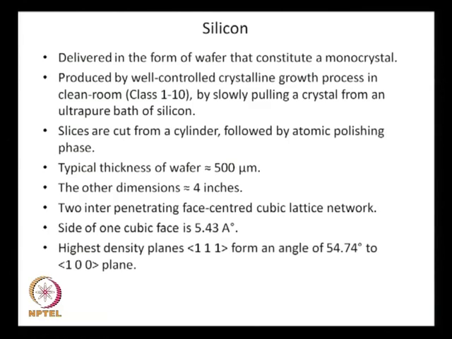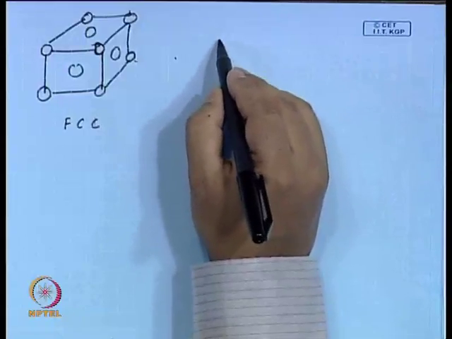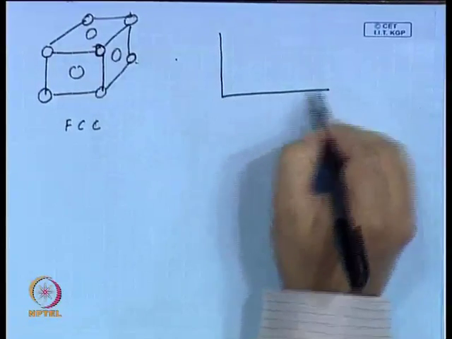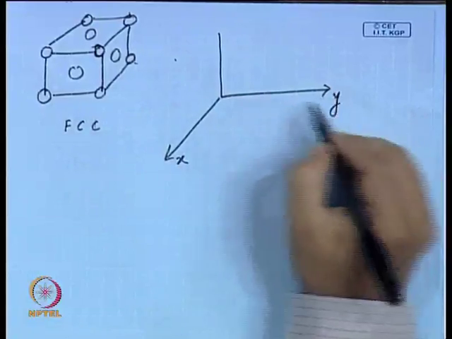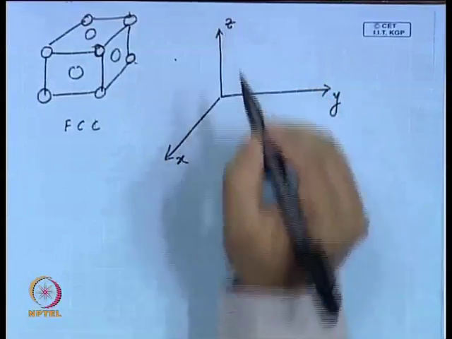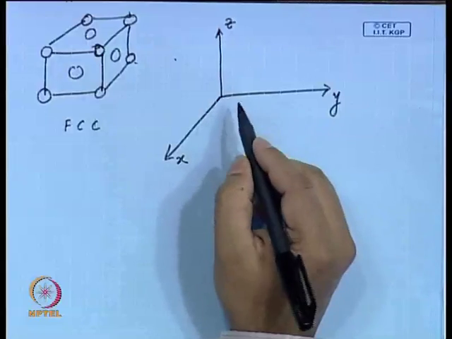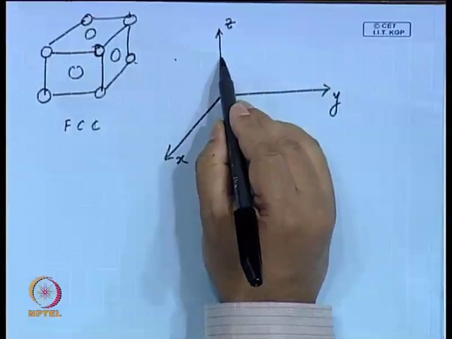All right. Now, what is a Miller index? What is that? If you have a cube, suppose, okay, and you form a cube here.